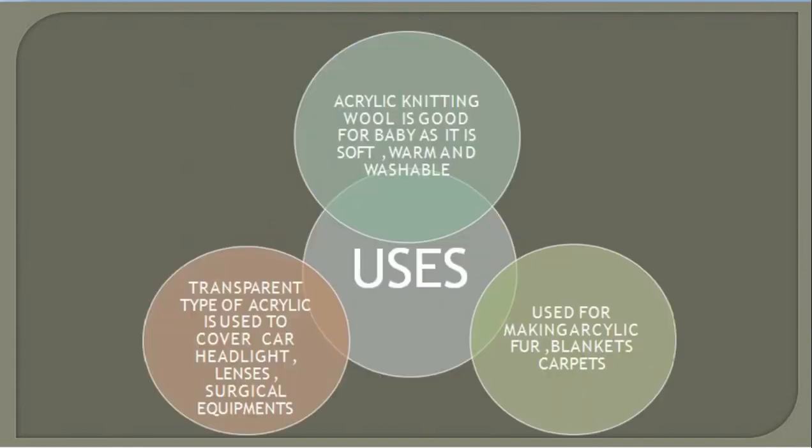Now uses. It is used for knitting wool, good for babies as it is soft, warm, and easily washable. Used for making fur, blankets, carpets, etc. And the transparent type of acrylic is used for car covers, headlights, lenses, surgical equipment, and many other covers.